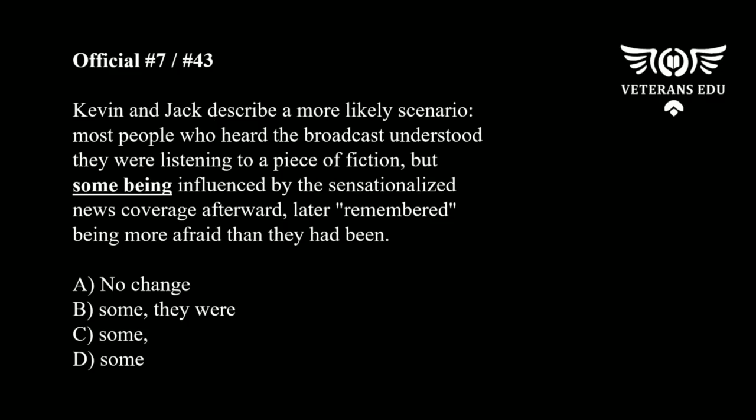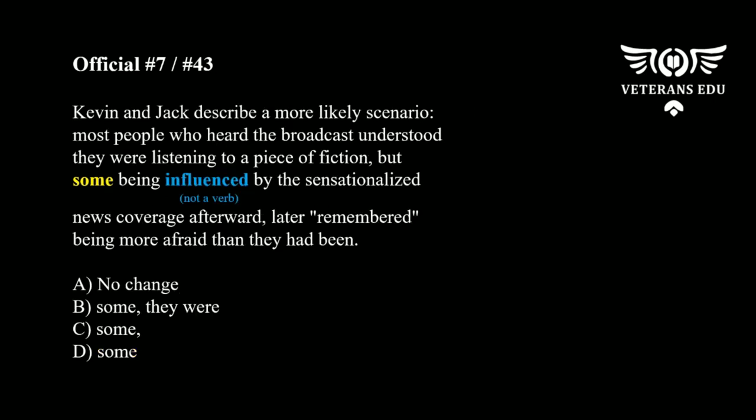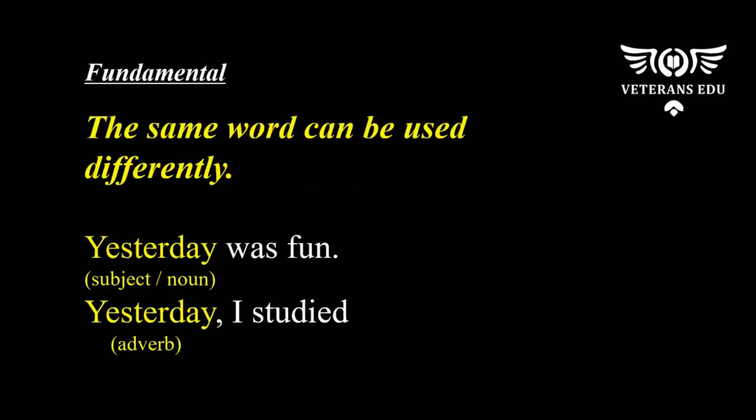So what is the subject and the verb of the sentence? Many students, well, most students in fact, pick answer choice D. And the reason is, they believe the verb is influence and the subject is some. And between some and influence there are 0 commas, right? However, you have to understand that influence is not a verb. Do you remember a fundamental? In the English language, the same word can be used differently.